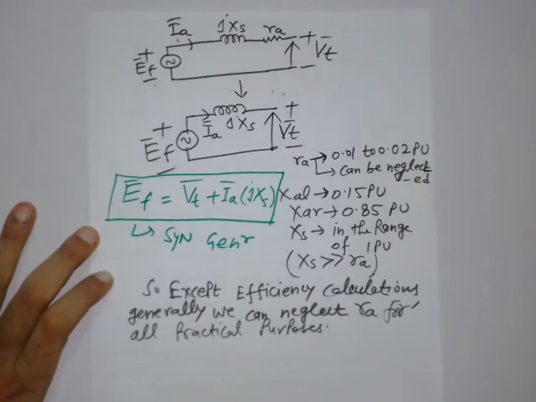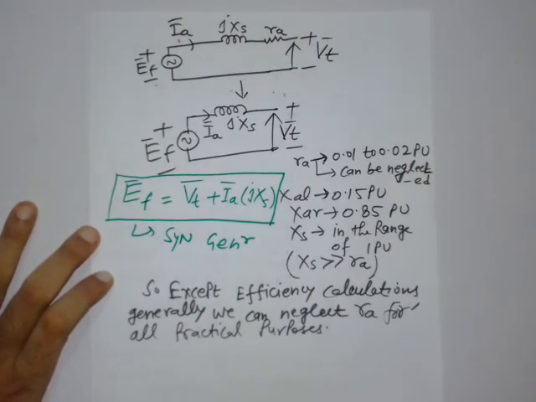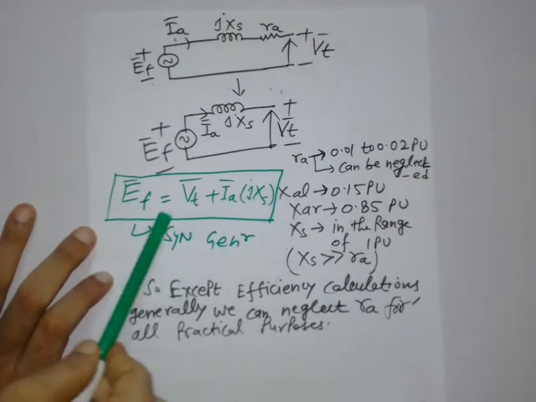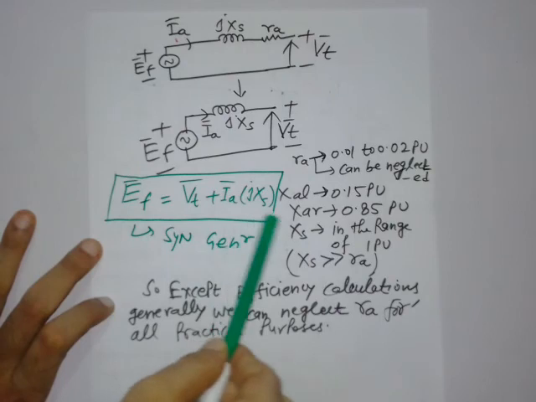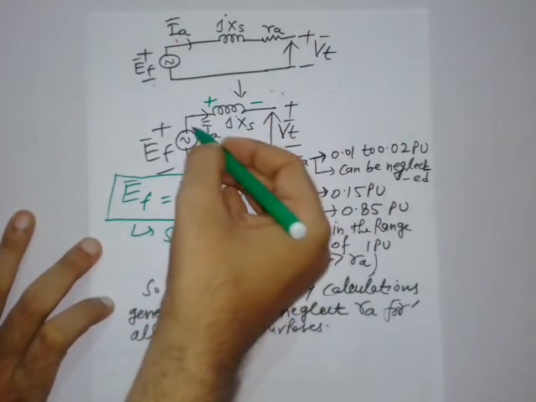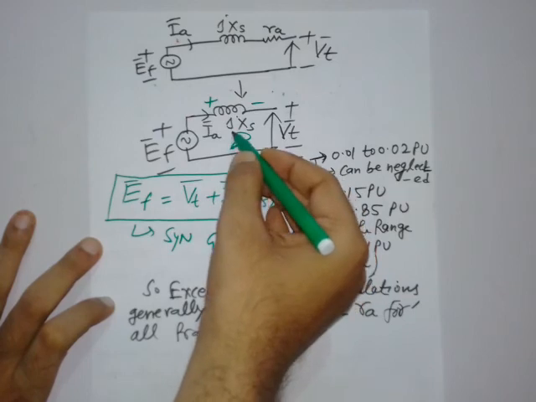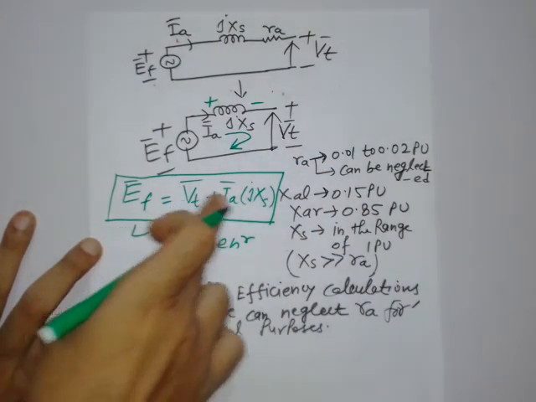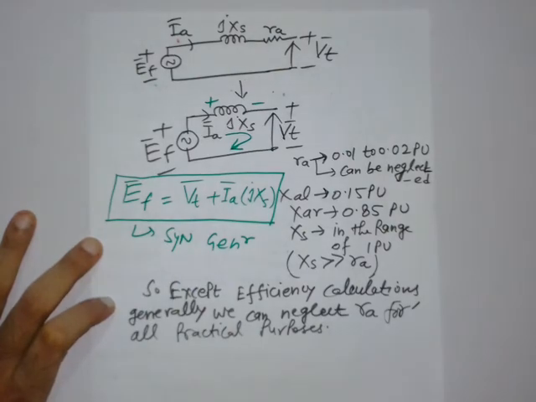EF is equal to terminal voltage VT. EF is the field excitation. EF is equal to VT plus IA into jXS, right? So when you apply Kirchhoff's voltage law, you can get this circuit equation: EF is equal to VT plus IA into jXS.